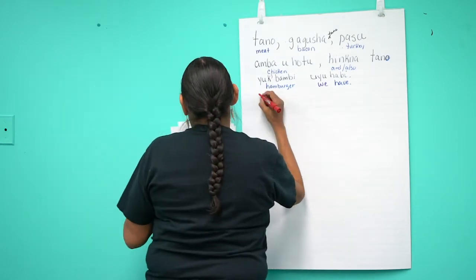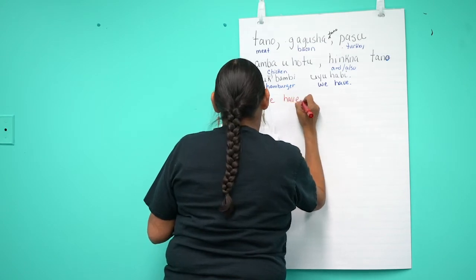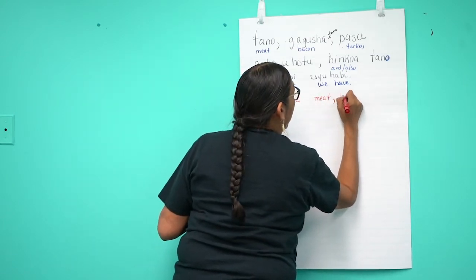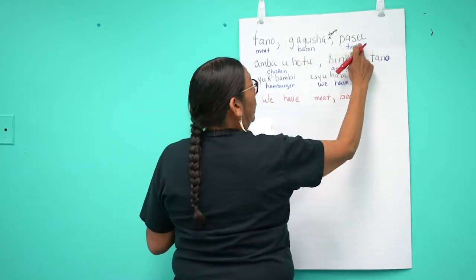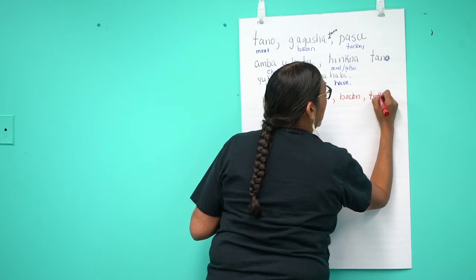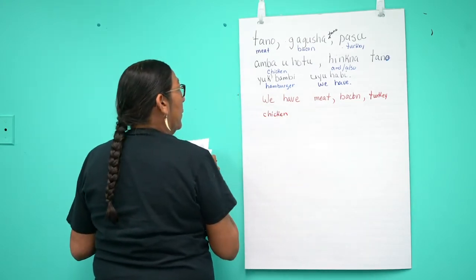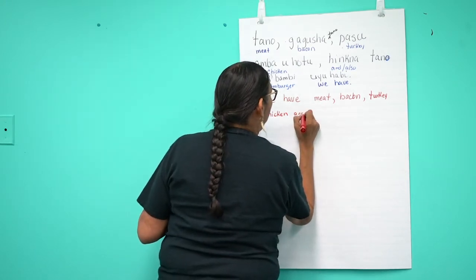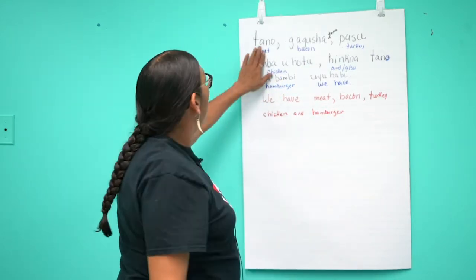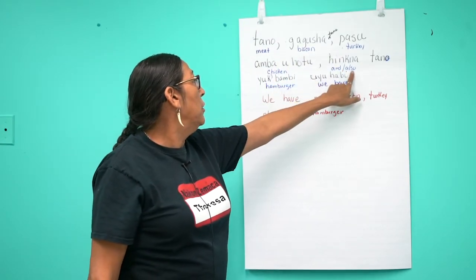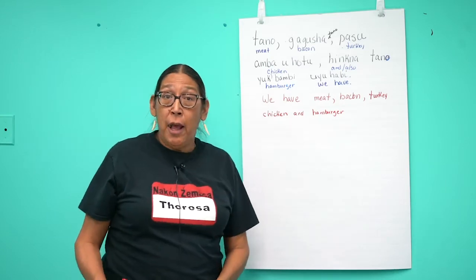We have. So it translates to, we have meat, bacon, gagusha tano, pasu, turkey, bahotun, chicken, and hamburger, hinkna hamburger. And that's what your sentence translates to. Meat, bacon, turkey, chicken, also tano yukbambi, uyuhabi. We have meat, bacon, turkey, chicken, and hamburger.